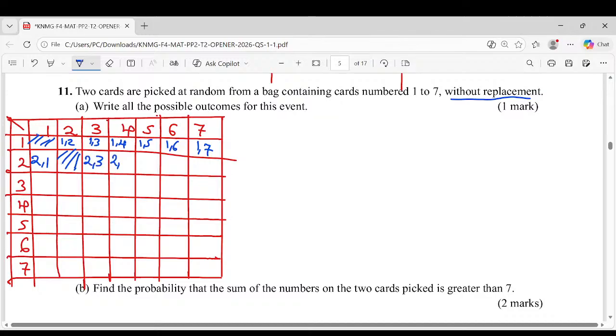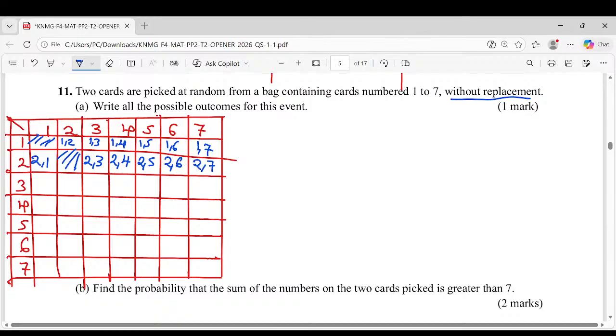After picking 2, you can pick 4. After picking 2, you can pick 5. After picking the 2, you can pick 6. Or after picking the 2, you can pick a 7.